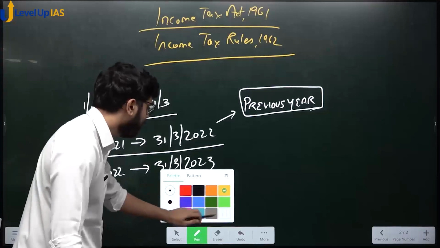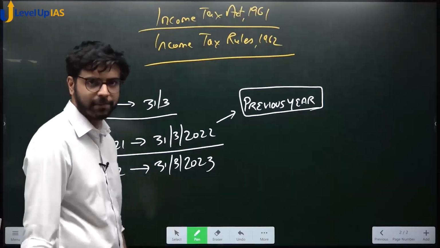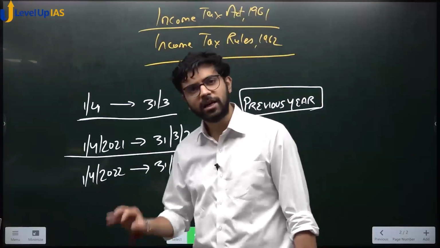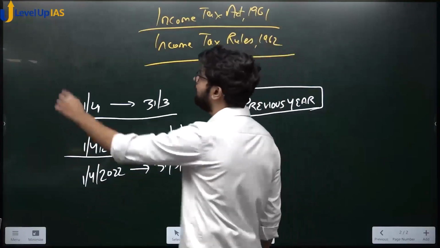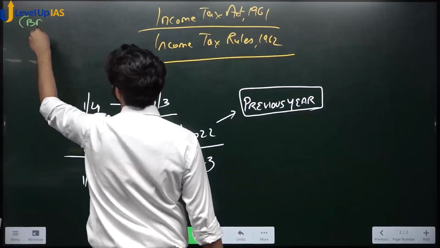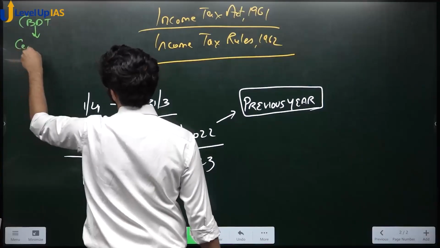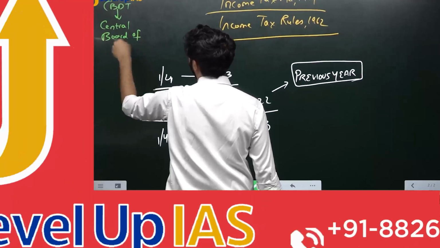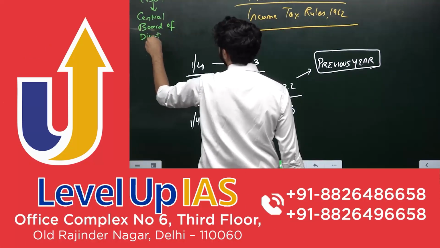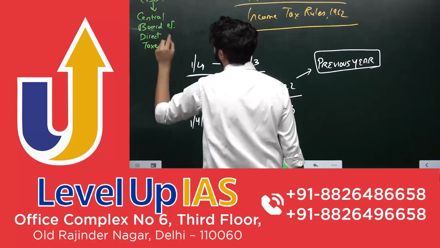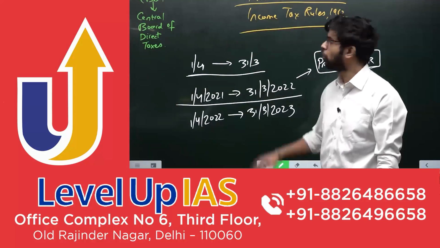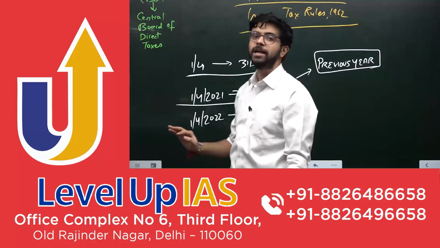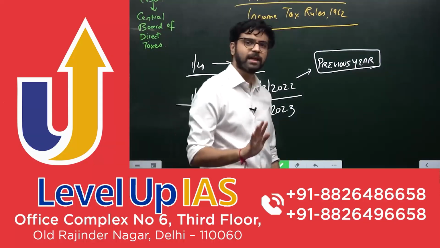The income tax department, meaning the administration of income tax, is ultimately controlled by the finance ministry. Under the finance ministry there is a board called CBDT. What is the full form? Central Board of Direct Taxes, CBDT. Not only income tax but all direct taxes are governed by the Central Board of Direct Taxes. Understood this much? Okay.